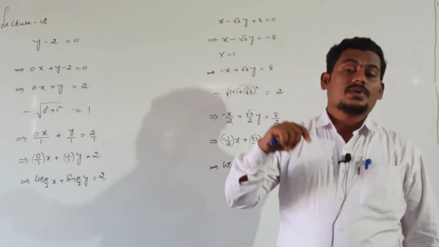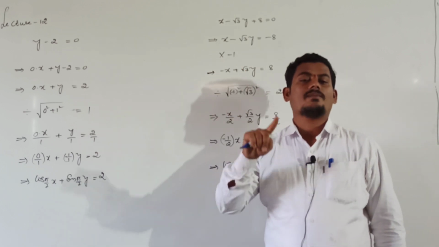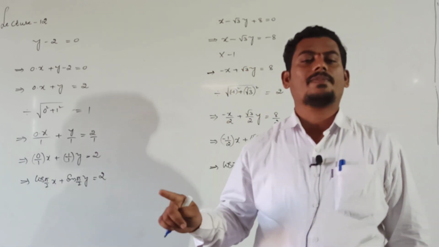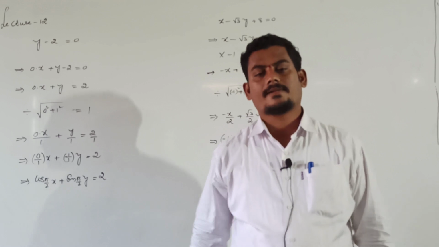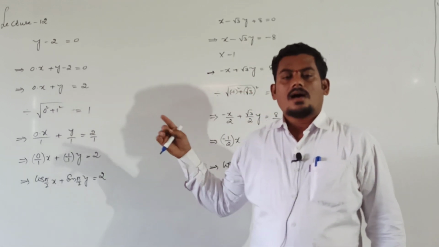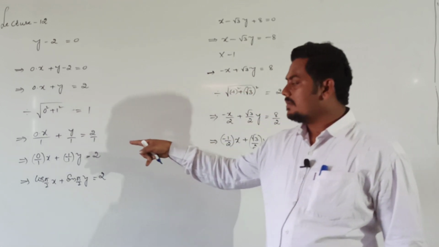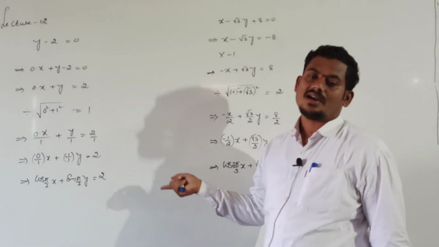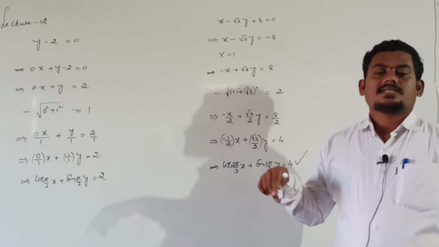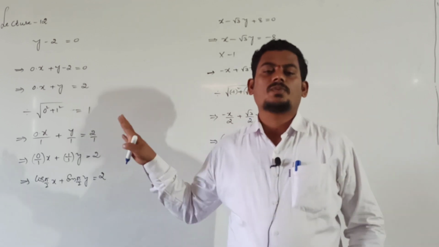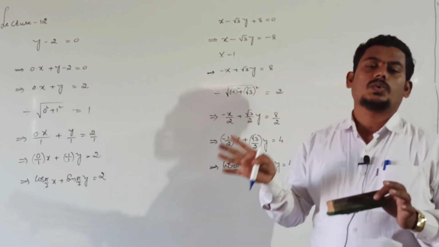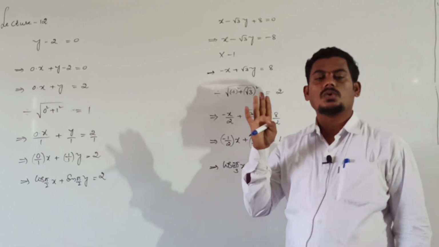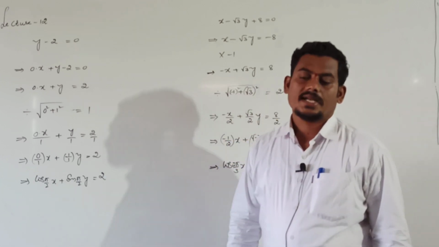After that, divide by the square root of the coefficient of x whole square plus the coefficient of y whole square. After that, write the coefficient of x in terms of some cos angle and the coefficient of y as some sine angle. This is the procedure to convert or reduce an equation into normal form.